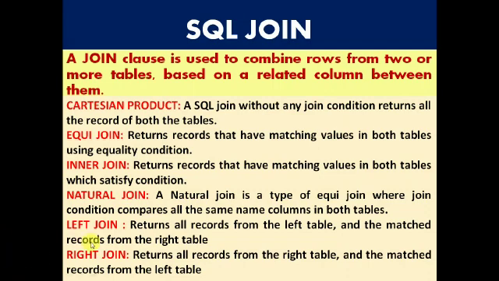Then left join means you are using all the records from the left table and the records which are common in both. Last is right join, where you are including all the records from the right table and some records which are common in both the tables.